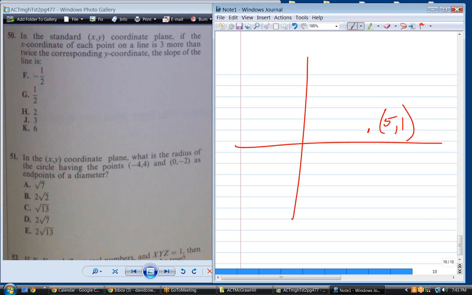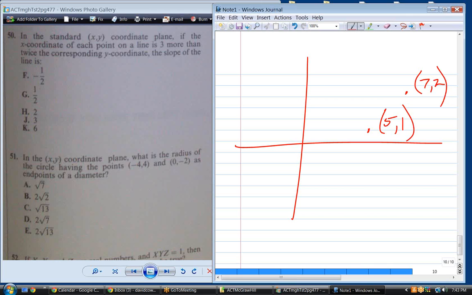and if the y-coordinate were 2, what is the x-coordinate? 7. So 7, 2. Now figure out the slope between those 2 points. Is it 2?